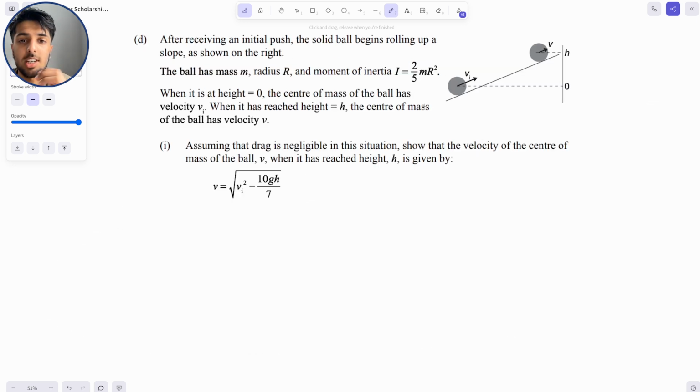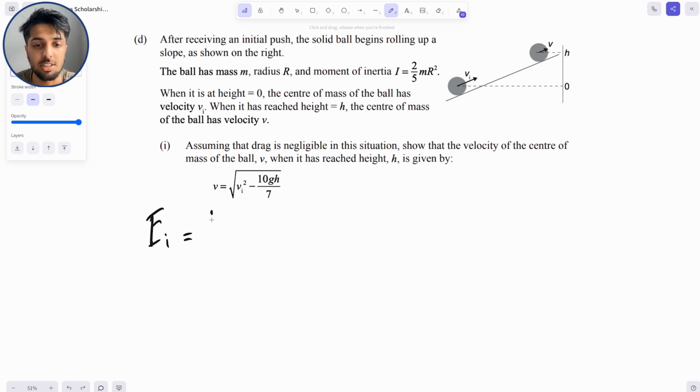Okay, after receiving an initial push, the solid ball begins to roll up a slope as shown on the right. The ball has a mass m, radius r, and the moment of inertia is 2/5 mr squared. When it is at height 0, the center of mass of the ball has a velocity vi. When it has reached a height h, the center of mass of the ball has a velocity of v. So show that the velocity of the center of mass of the ball v when it has reached height h is given by that equation there. So this is a problem of conservation of energy.